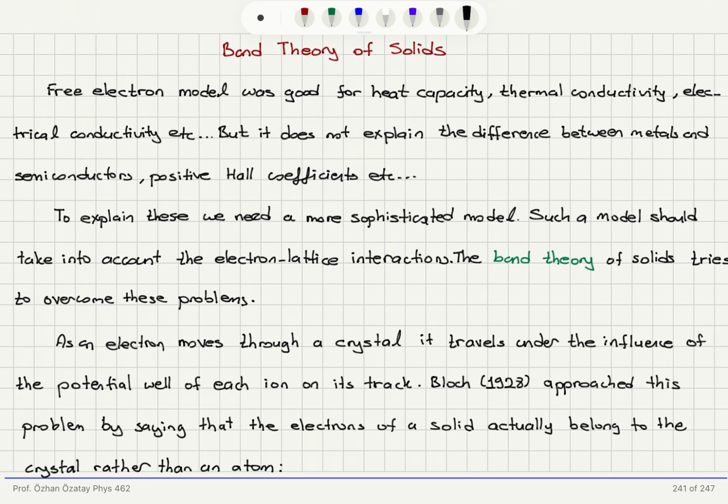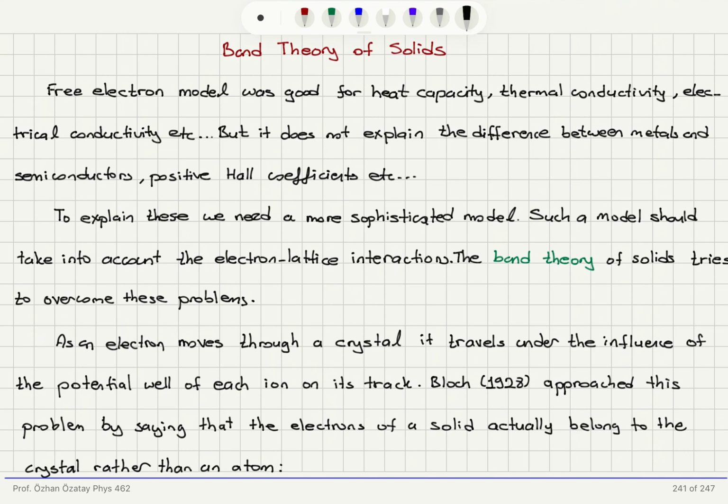So to explain these results, we need a more sophisticated model which takes into account electron lattice interactions, and the band theory of solids is basically aiming to solve these problems. As the electron moves through the crystal, it travels under the influence of the potential well of each ion on its track. We talked about this.